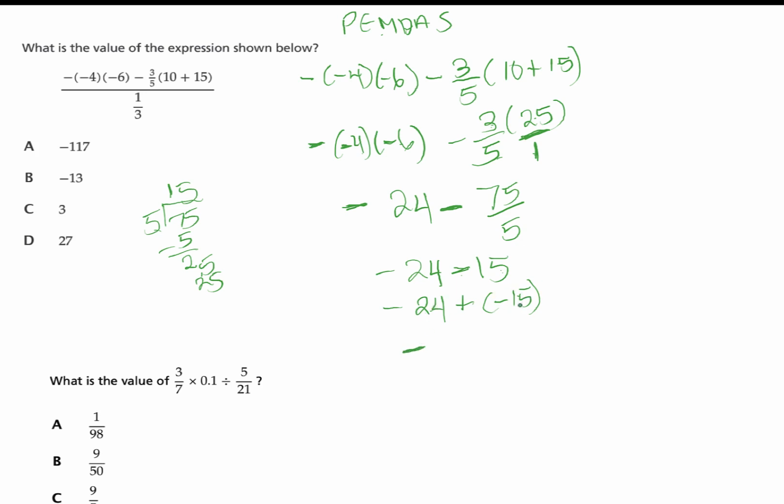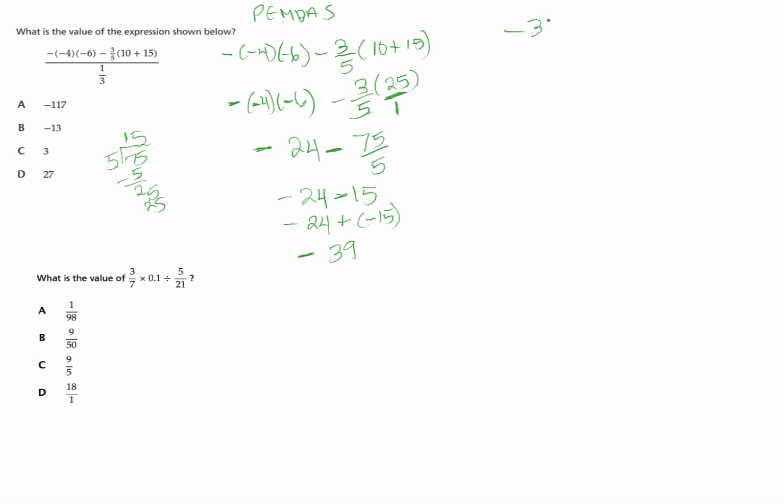So this would give me 39. So I get negative 39. Now remember, you're not finished. This is negative 39 divided by 1/3. But this looks really confusing to students. So we're going to write this like a proper division. So this is negative 39 divided by 1/3.